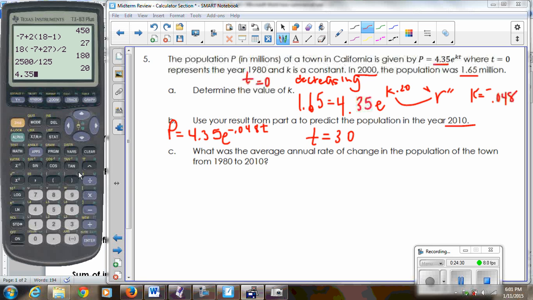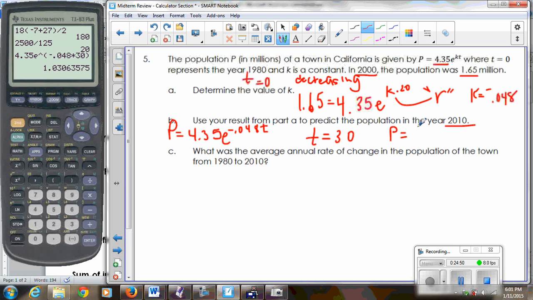4.35 times E raised to the -0.048 times 30. Now I've rounded, so my answer is going to be a little bit off. But as long as you show your work, I think you'll be okay. So you want to show all your work, and we'll find that the population in the year 2010 would be 1.031 million. Make sure you use appropriate units here.